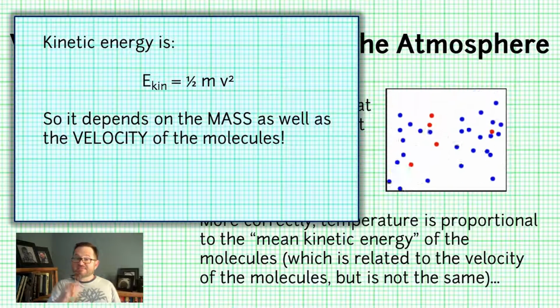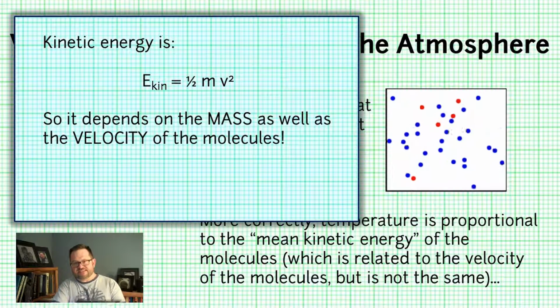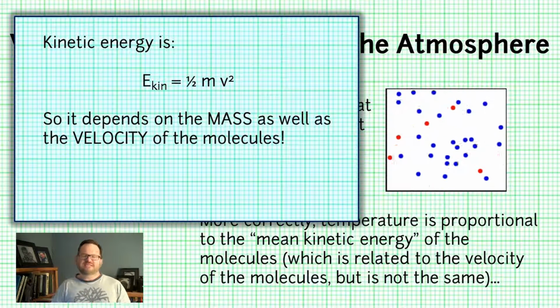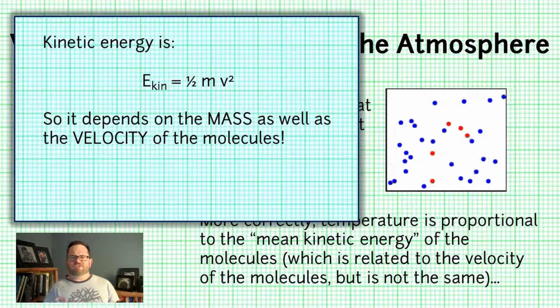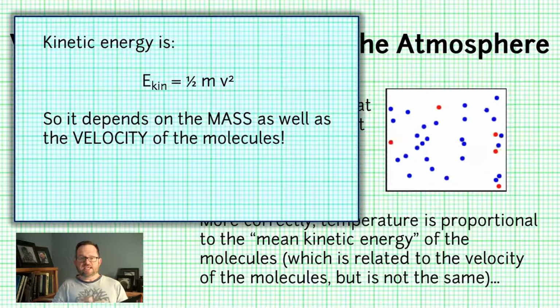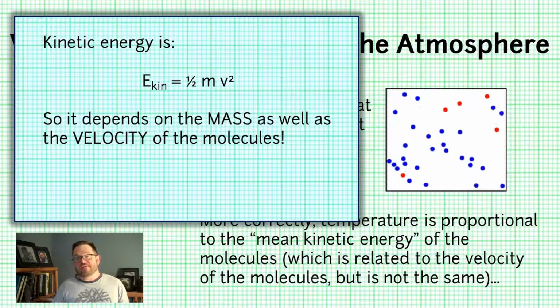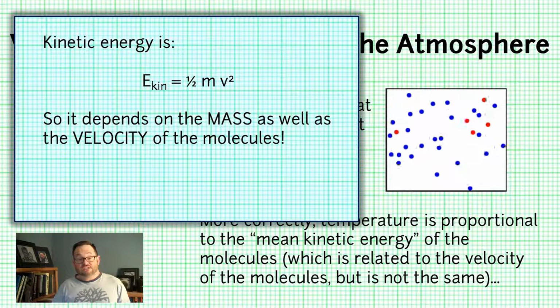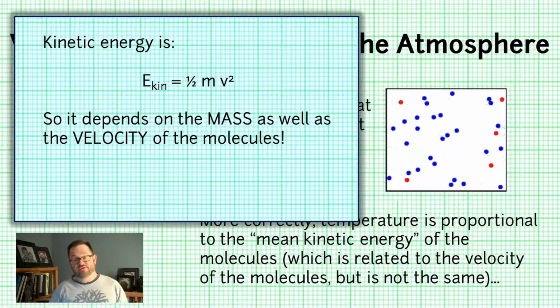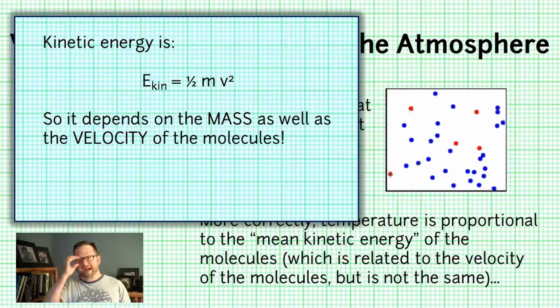But that doesn't mean they all have the same kinetic energy, but they have the same average kinetic energy. See, here's the deal. Let's think back to our definition of kinetic energy. One way to think about it, kinetic energy of any object is 1/2 mv squared, where v is the velocity and m is the mass.